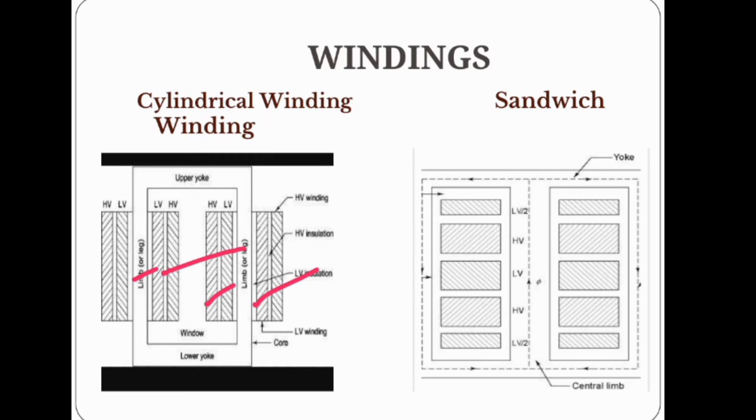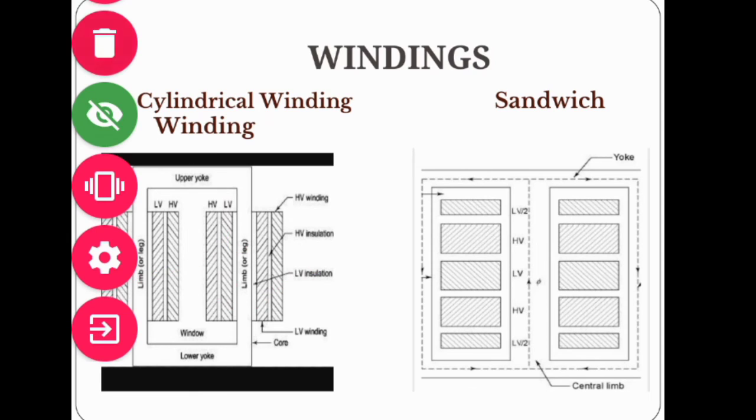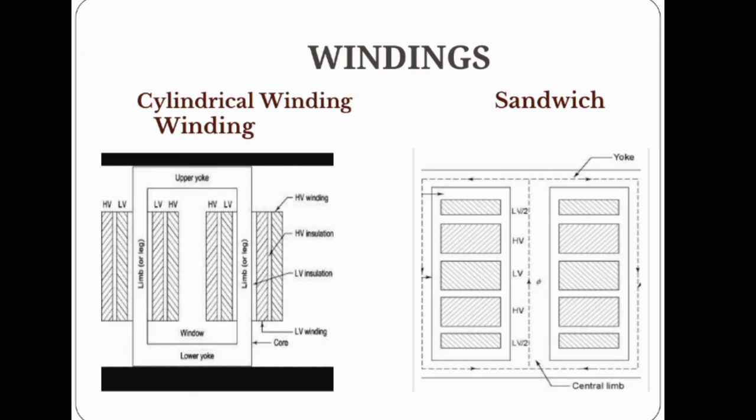So what is the meaning of limb? This is called a limb, or a leg. In this type of winding, the total winding is divided into two parts, and the two parts are placed on two separate limbs. Why are we connecting it like this? To reduce the magnetic leakage flux.